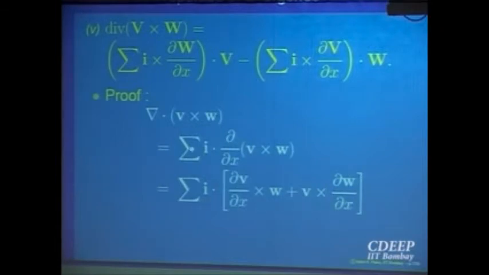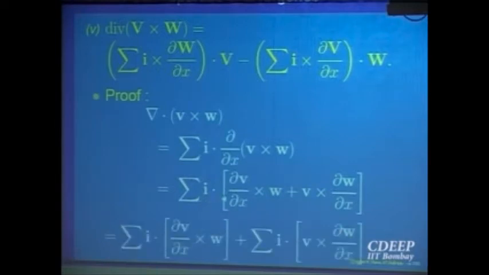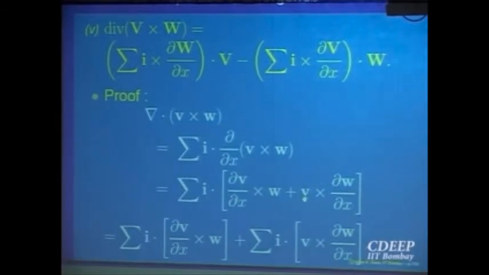We have simply written the symbolic way of representing the divergence and used the ordinary differentiation rule, the product rule, to write these two terms. And now these two terms can be written separately. So this is equal to i dot partial derivative of v with respect to x cross w plus i dot partial derivative of v with respect to w cross partial derivative of w with respect to x. So the summation of these two terms splits. And now we want to split this.